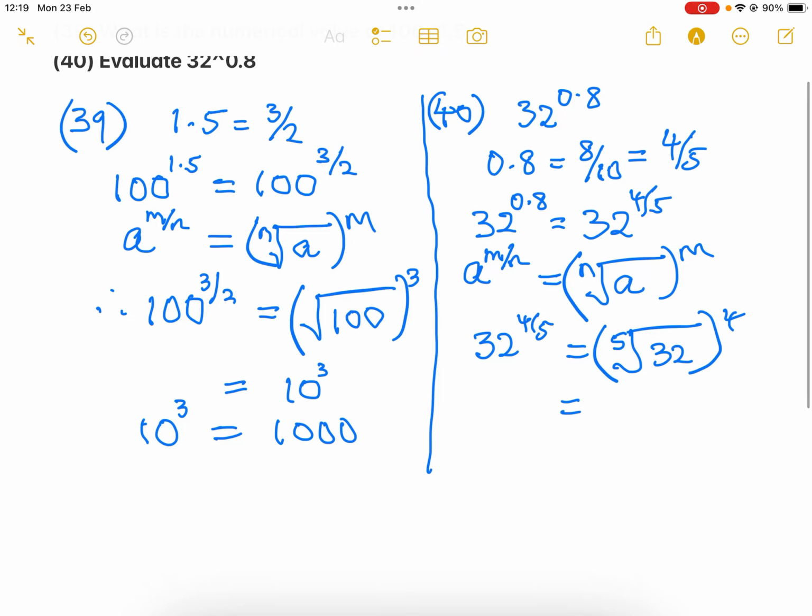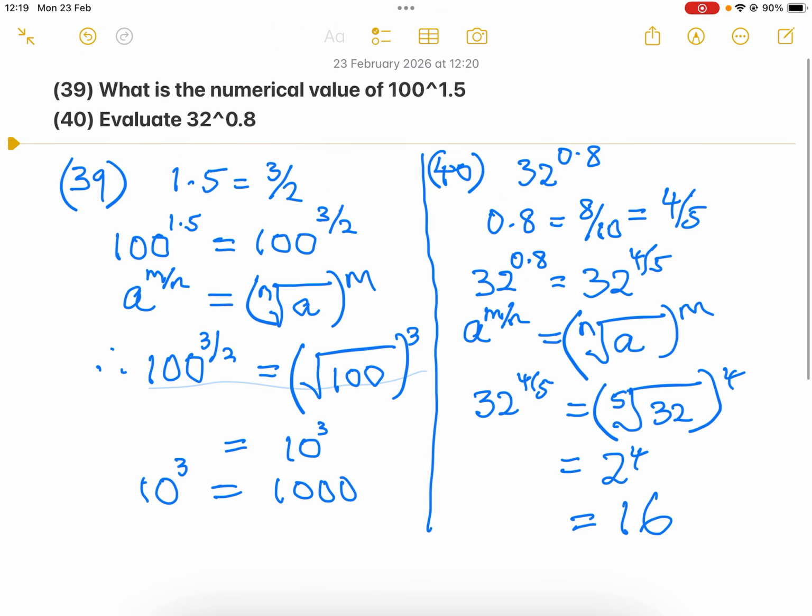The fifth root of 32 is 2. So we have 2 raised to power 4, which is 16. So your final answer is 16. 16 is your final answer for this question.